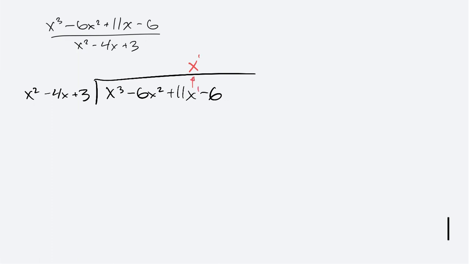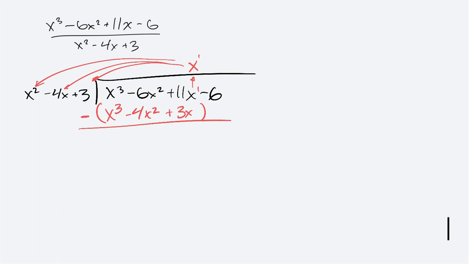So x to the 1 times x squared is x cubed. Then I do x to the 1 times negative 4 is negative 4x squared. I do x to the 1 times 3 is plus 3x. So I write it above where the same power is in the dividend, because you'll see why in a second. It tells me when I run out and I'm done.